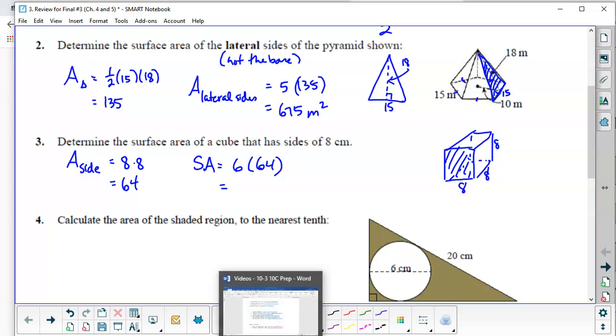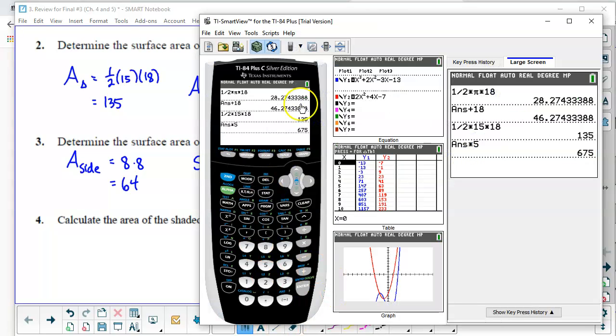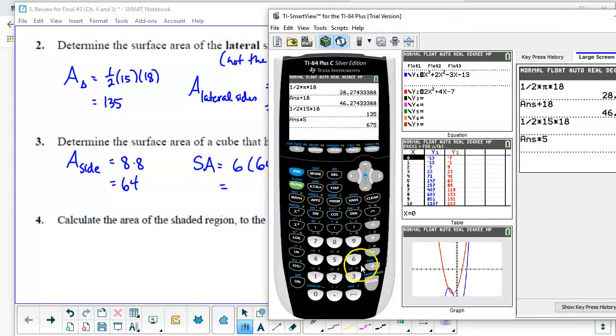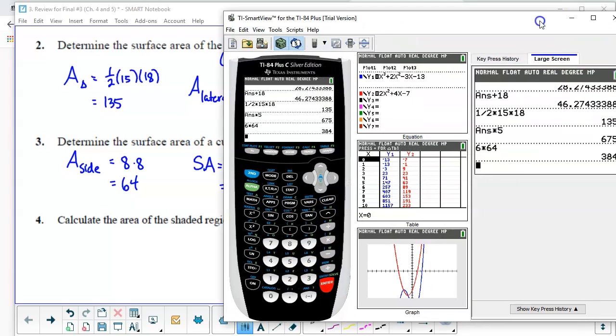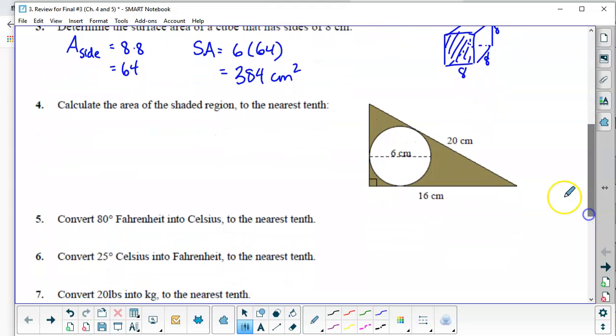So the surface area will be 6 of those, 6 times 64. Because there's 6 sides in a cube. So think about a dice. When a normal dice for a normal board game is 6 sides, it has on it labeled with 1, 2, 3, 4, 5, 6. So that's where the 6 sides come in, or an example of that. Okay, so 6 times 64 is 384 centimeters squared.